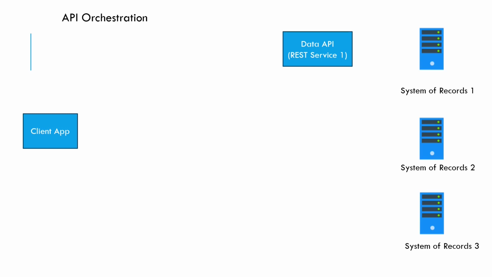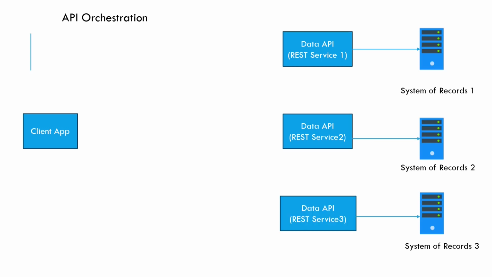So for example, if you have SOR1 and you want to expose it to the client, you will not do it directly. What you will do is create a data service or data API 1. Then for SOR2, the current account details, you will create data API 2. Similarly, you will create data API 3. So now these three data APIs have data about the savings account, current account, and demat account, right?